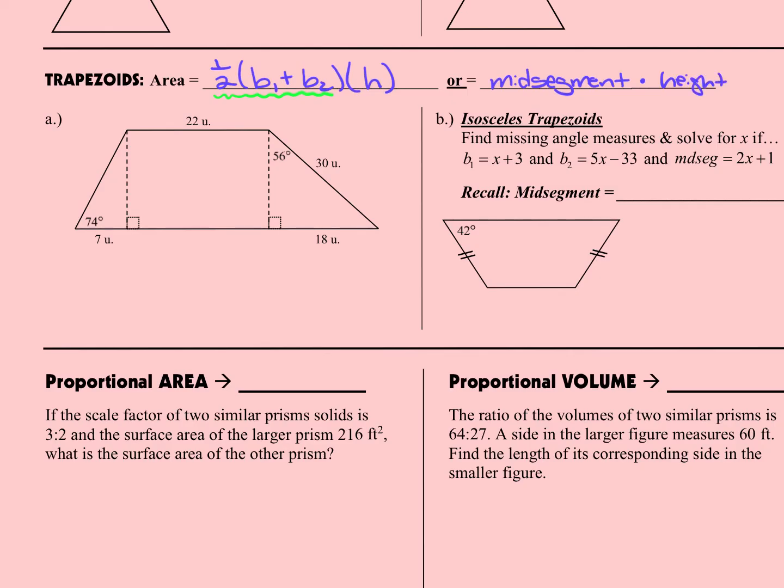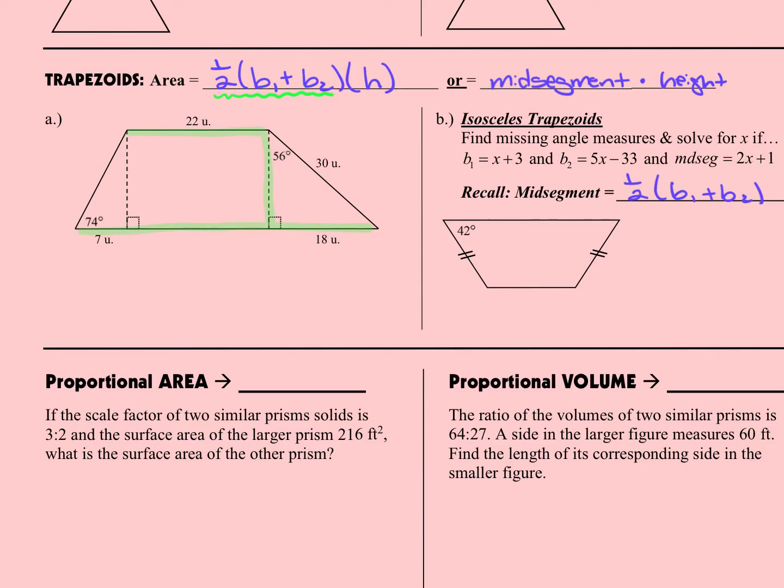And down here, I've got another spot where you can write that mid-segment formula, and we can go ahead and write 1/2 base 1 plus base 2. All right, now let's jump into our example here. So when we take a look at this trapezoid here, it is not an isosceles trapezoid. So if we want to find the area of this trapezoid, we're going to need this base, we're going to need this entire base here, and then we're also going to need the height.